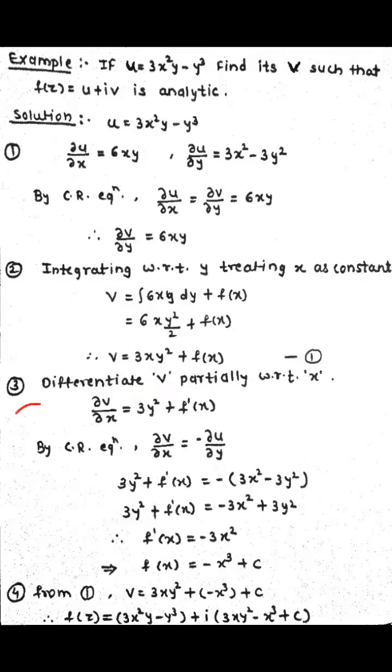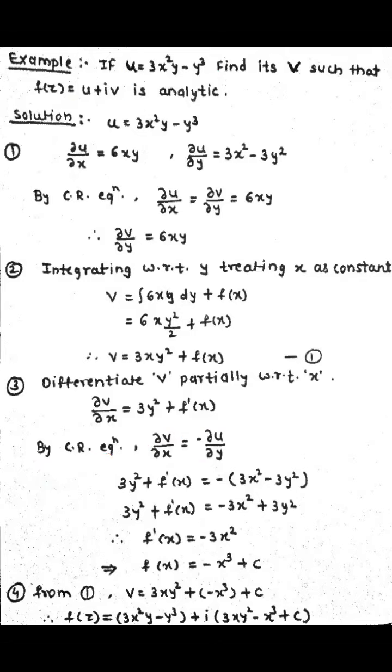Now in the third step, after obtaining this v function, the next step is to differentiate v partially with respect to x. So we obtain ∂v/∂x and differentiate this function. We obtain 3y² plus the derivative of f(x), which is f'(x). Now, with the help of the second CR equation, ∂v/∂x is equal to minus ∂u/∂y. Student, always remember CR equations must be satisfied because the given function is analytic.